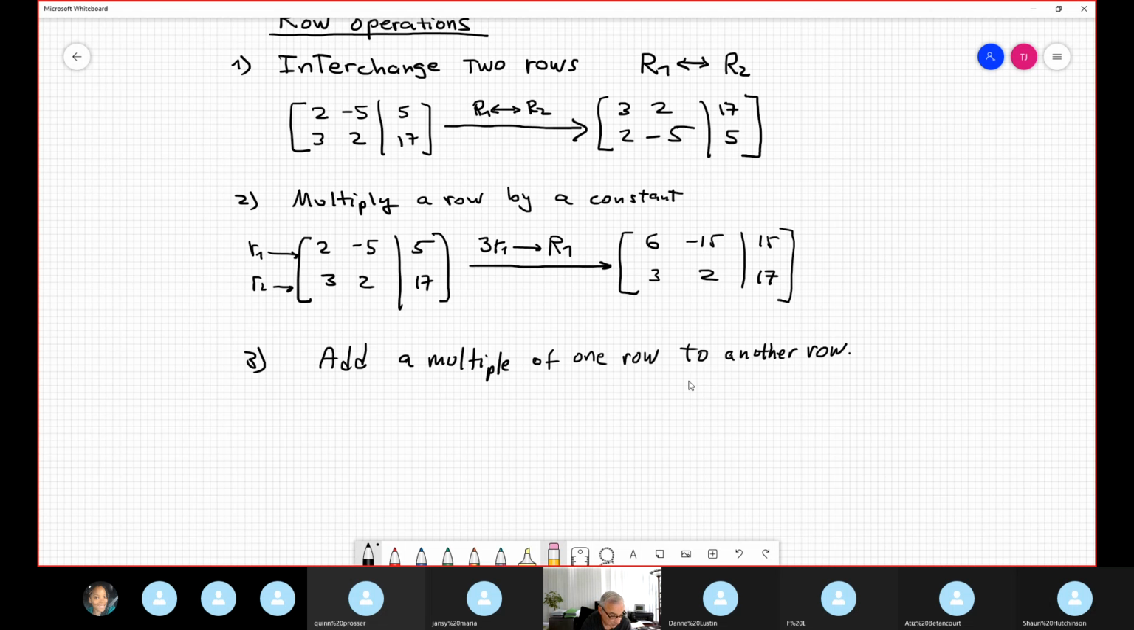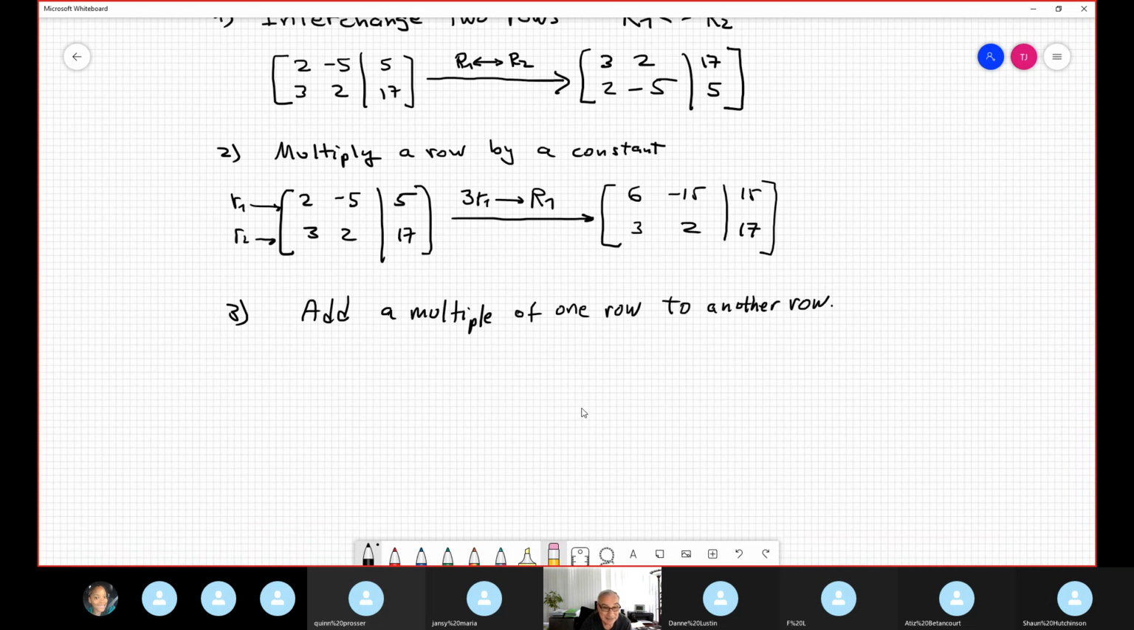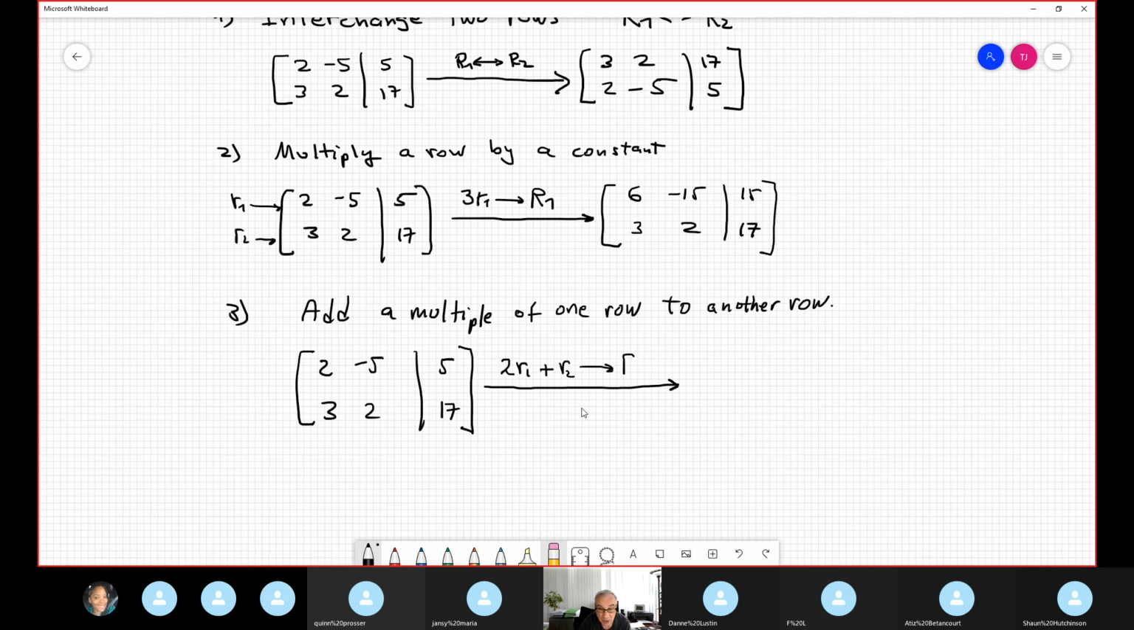Let me translate this idea into English. Suppose that we have exactly the same matrix: 2, -5, 5, and 3, 2, 17. I need, or the algorithm needs, to make this transformation. Look: multiplication by 2 of row 1, plus row 2, and store this in the new row 2.